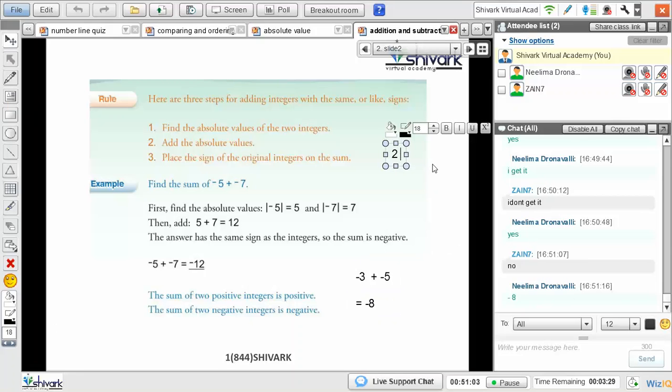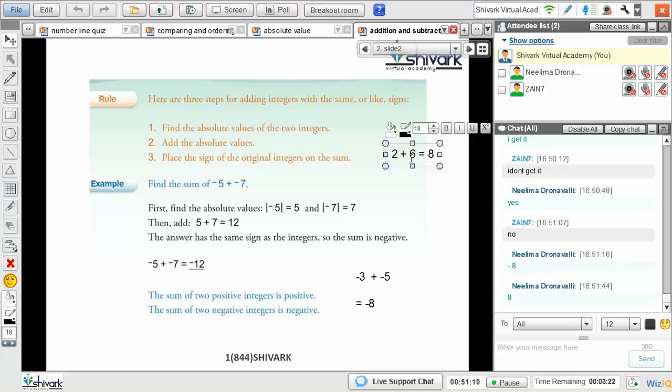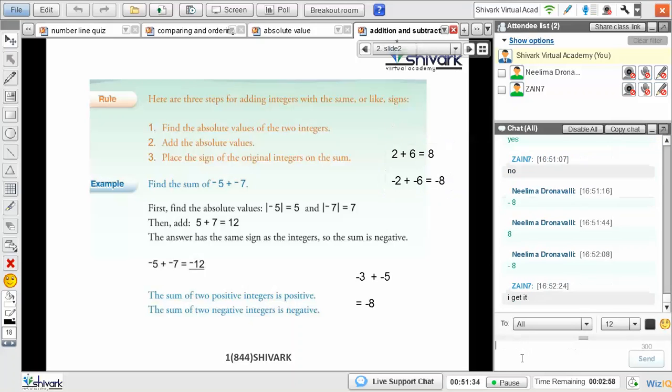I'll take one more example for you. If I had to do 2 plus 6, what is their answer? It's 8. Why is it 8? Because 2 and 6 are both positive, so the answer is also positive. But if it was minus 2 plus minus 6, then the answer would be 2 and 6 is 8, and both are negative integers, so minus 8 would be the answer in that case. Yes, you get it? Good.